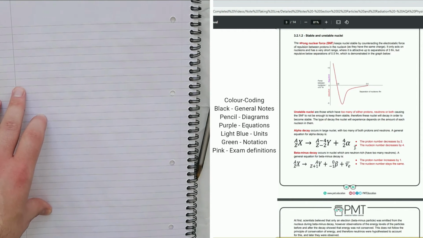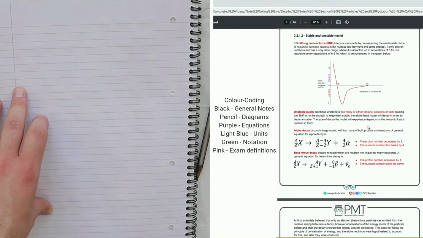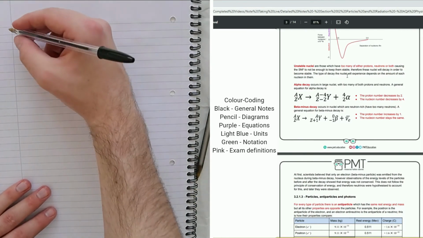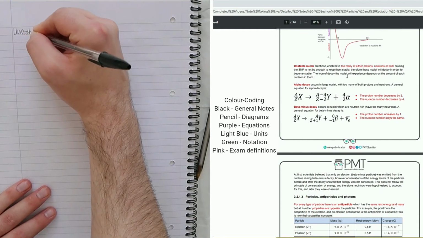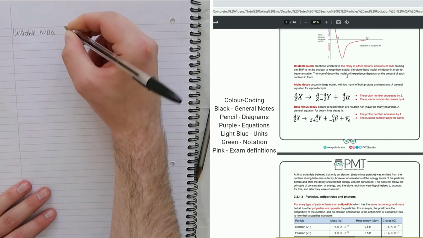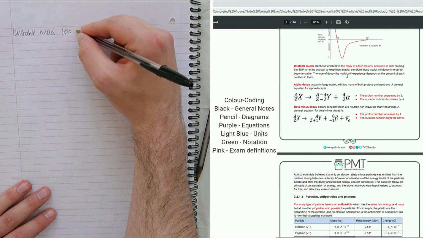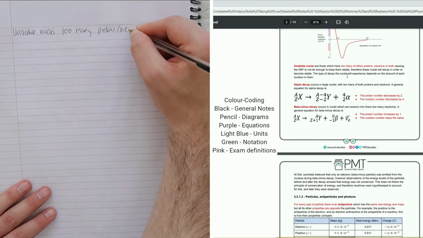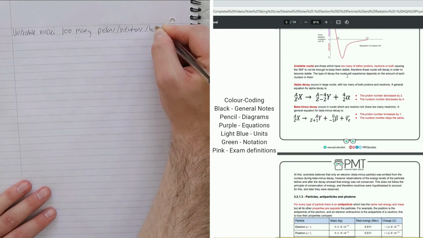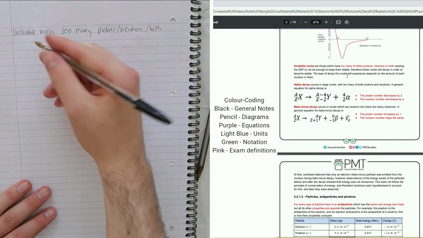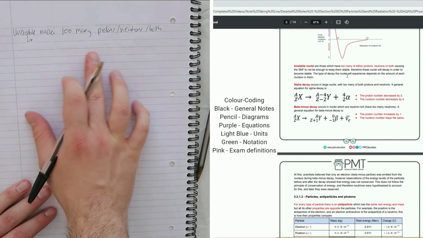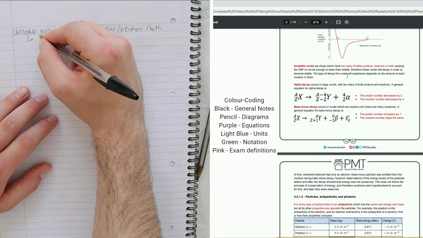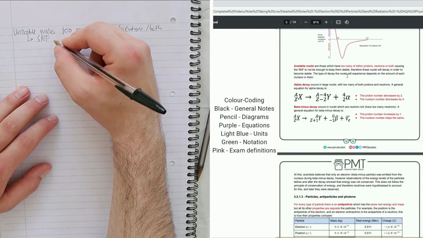And if you look here, it says unstable nuclei are those who have too many protons, neutrons, or both, causing the strong nuclear force not to be enough to keep them stable. Cool. So I'm just going to write unstable nuclei. Too many protons, neutrons, or both. So then I might say some definitions. Again, this is not an exam question, so it's just in black. This is just for my own understanding. So strong nuclear force, which they call SNF, too weak to hold nuclei together.